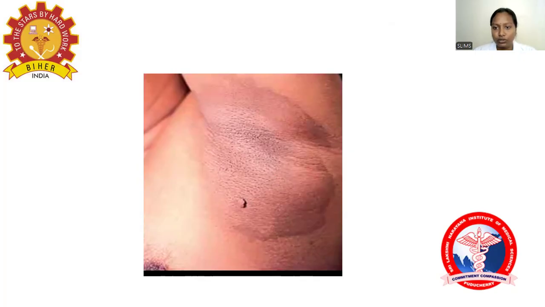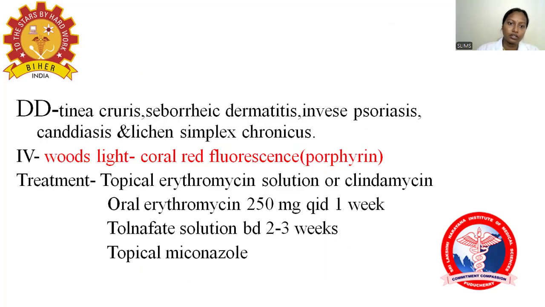What are the other differential diagnoses for this condition? It is always a fungal infection. It can be pityriasis versicolor. So how will you diagnose? The same way: KOH, gram stain. If you do a KOH, you can rule out pityriasis versicolor. And if you do a gram stain, then we can easily find the Corynebacterium, that is gram positive rods. So as I told, the differential diagnosis includes tinea cruris, seborrheic dermatitis, inverse psoriasis, candidiasis, and lichen simplex chronicus.